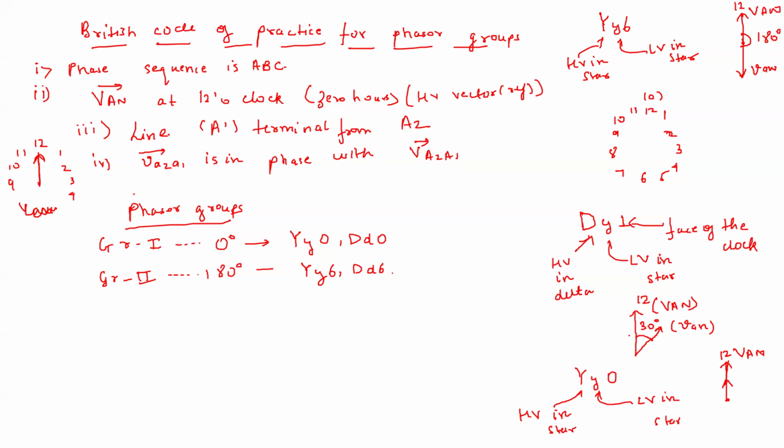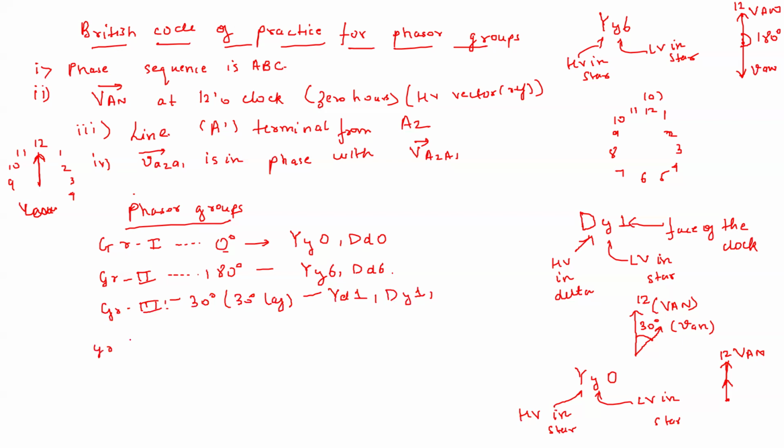Here it is 0 degree, here it is 30 degrees. Okay, so we will be seeing all this. That is why these groups are categorized in degrees. Group 1 is 0 degree, group 2 is 180 degrees, then we will see group 3 also. Group 3 is minus 30 degrees or 30 degrees lag. So here we have YD1. Lag means that the low voltage winding is lagging the primary winding by 30 degrees. Okay, DY1.